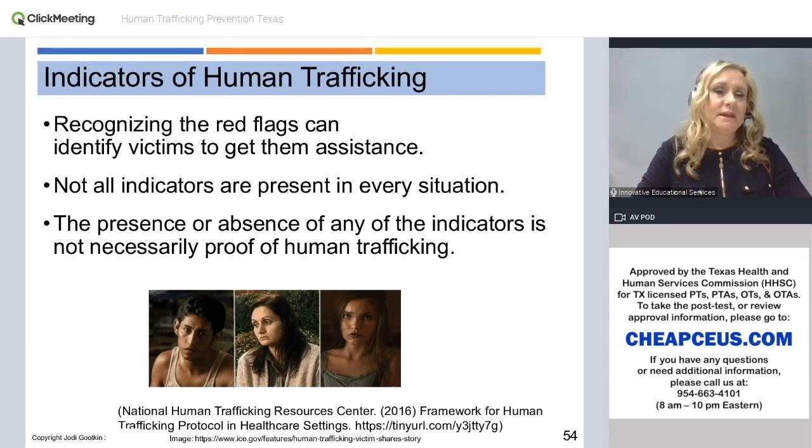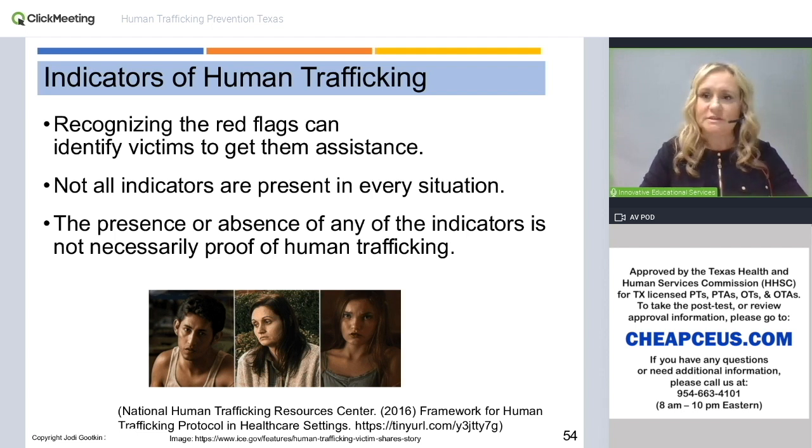There are many indicators of human trafficking and red flags to be aware of. Something may come up in conversation or during our assessment of the individual. Not all of the indicators have to be present for it to be a case of human trafficking. And remember that as healthcare providers, we are not investigators. That is not our job.